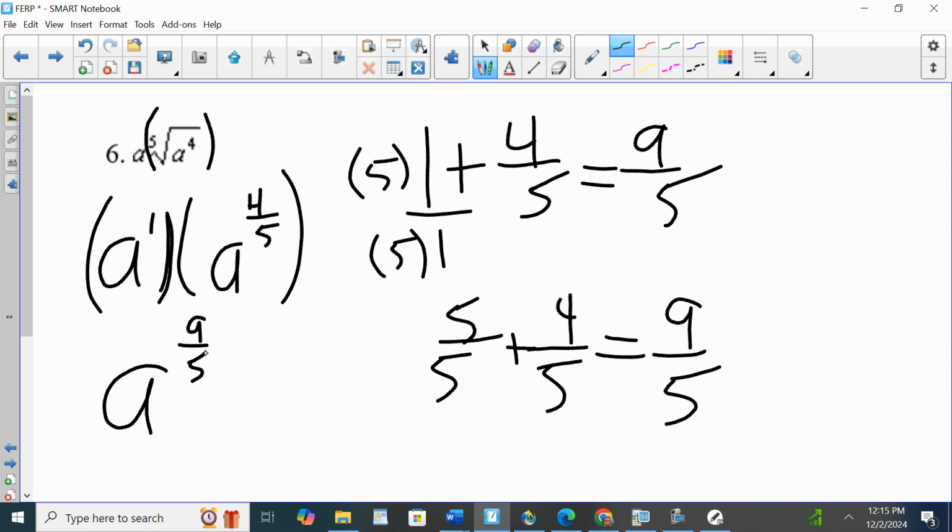So you're going to rewrite your radical as a fractional exponent. And then once you do that, you just make your way down the list. Usually it'll just be multiplication or division, where you'll have to add or subtract. And I would just use the calculator for adding or subtracting.